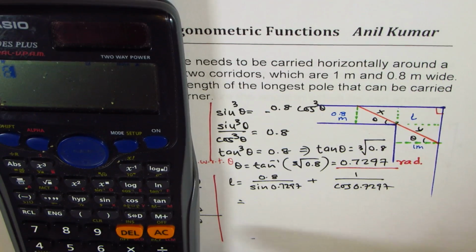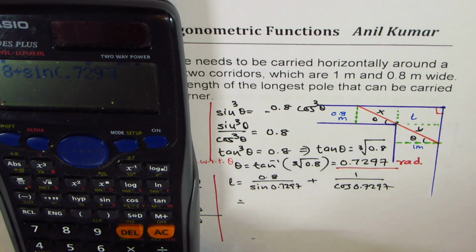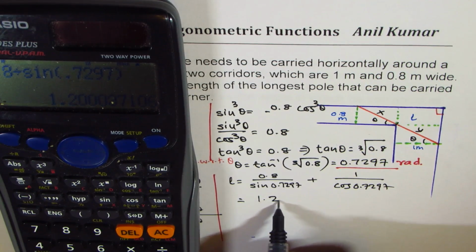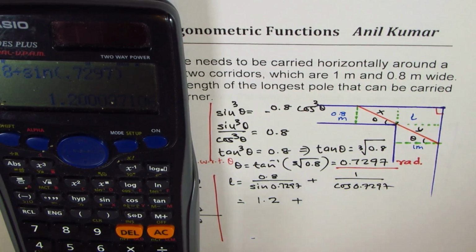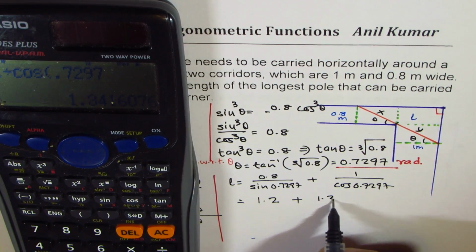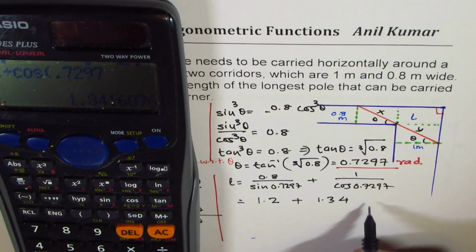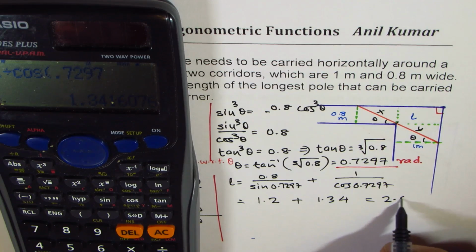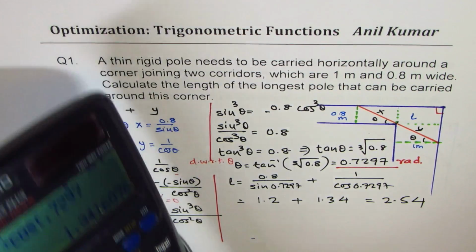So we have 0.8 divided by sine of 0.7297, which is equal to 1.2, plus we have 1 divided by cos of 0.7297, which is equal to 1.34. So when you add them up, you get 2.54 as your answer, right?